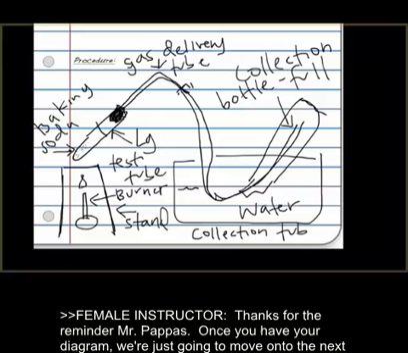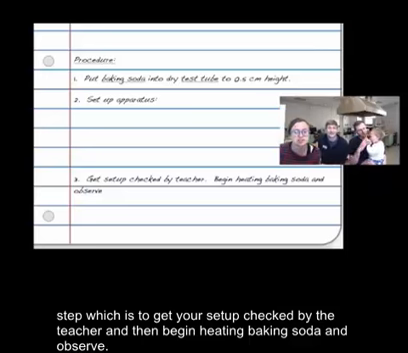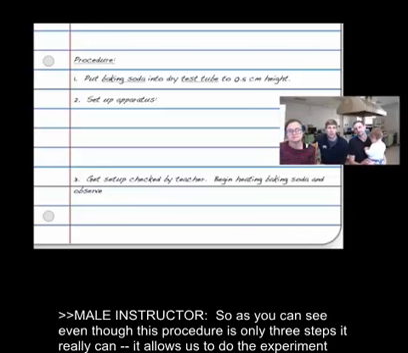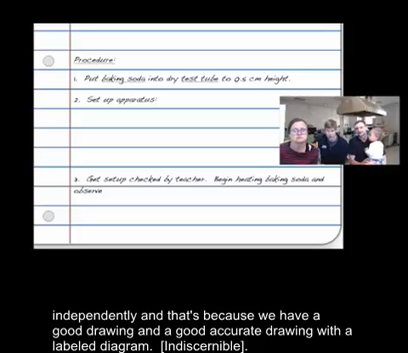Once you have your diagram, we're just going to move on to the next step, which is to get your setup checked by the teacher and then begin heating baking soda and observe. So as you can see, even though this procedure is only 3 steps, it allows us to do the experiment independently. And that's because we have a good, accurate drawing with a labeled diagram.